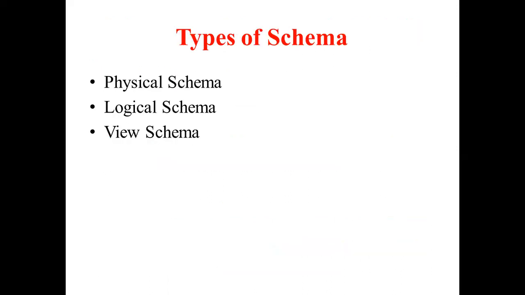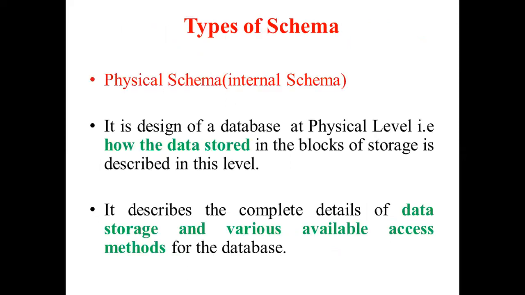Now, as we see, there are different levels of abstraction. On the basis of that, the schemas are also designed or differentiated. That's why there are three kinds of schema: physical schema, logical schema, and view schema. First of all, the physical schema. It is also called an internal schema.